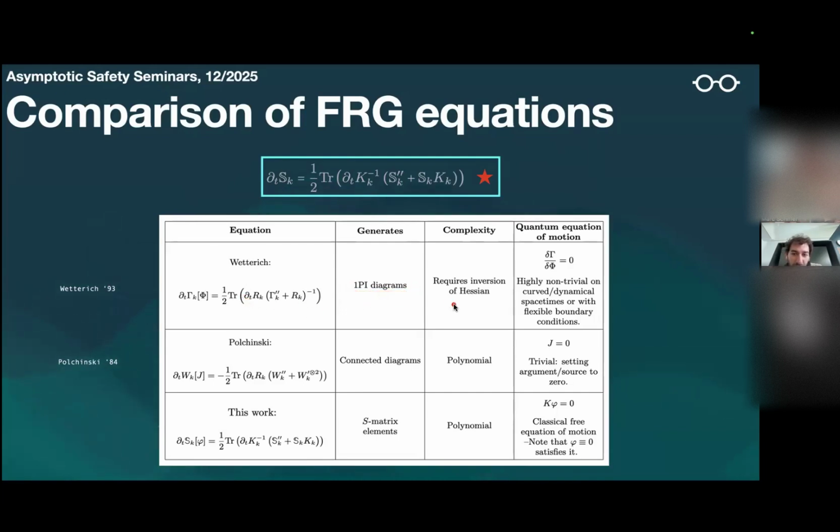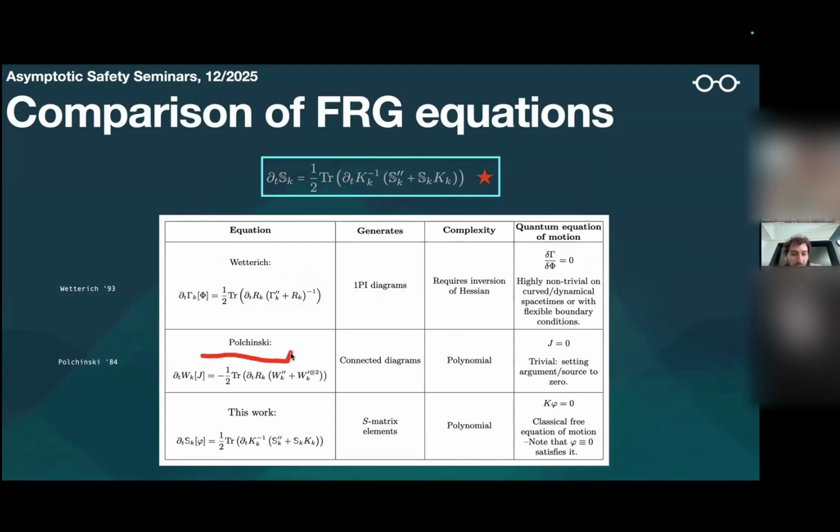And in terms of complexity, you see that this equation requires me to invert this shifted Hessian in here. And it also requires me to eventually solve my quantum equations of motion, which can in principle be highly non-trivial. And this is particularly true if I work on curved or dynamical spacetimes. Also, if I want to care about particular types of boundary conditions.